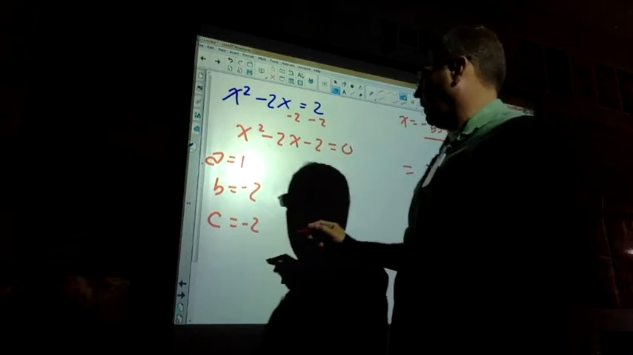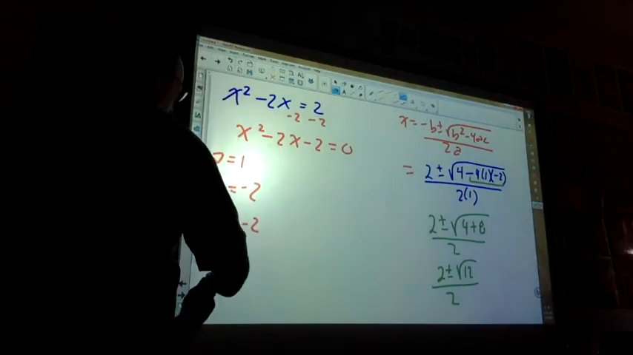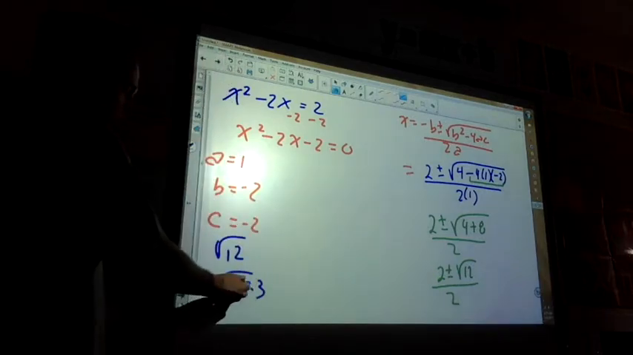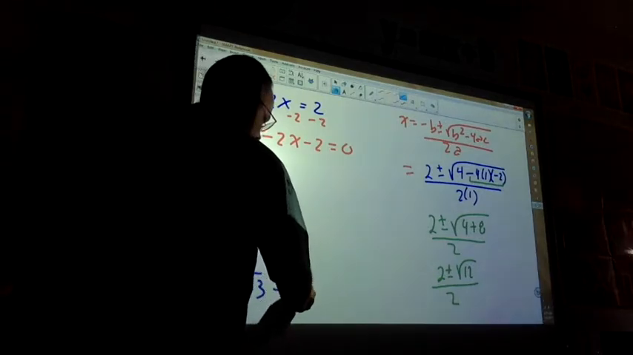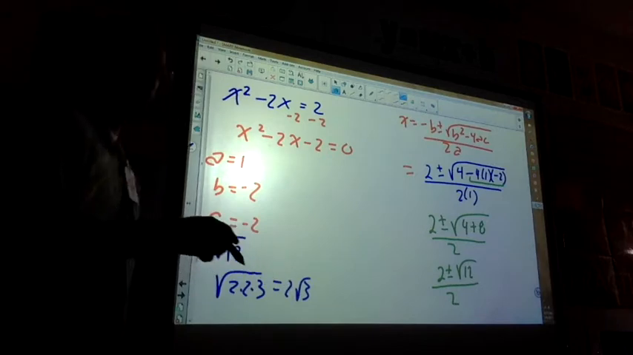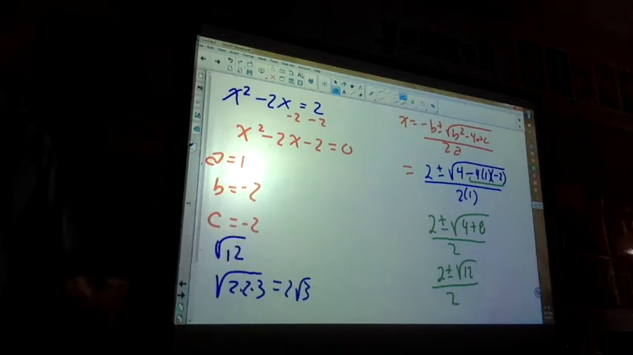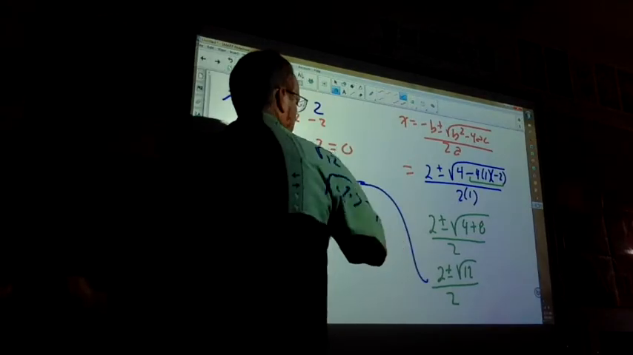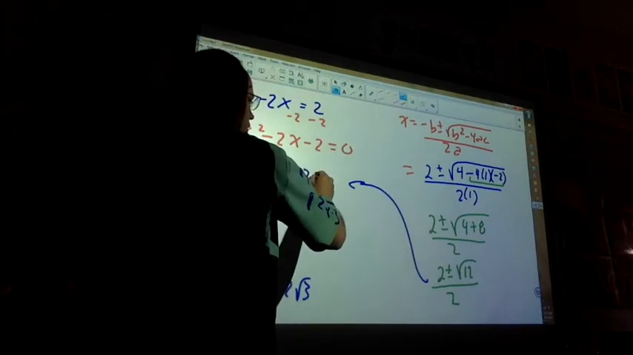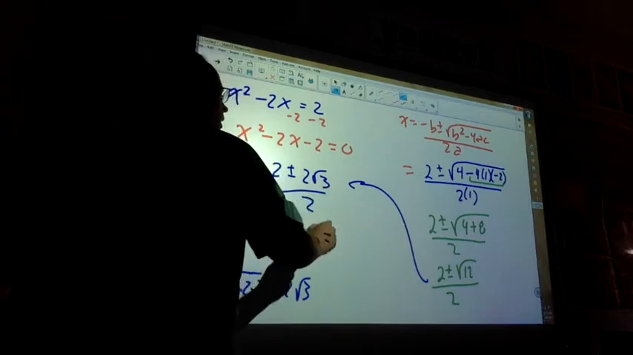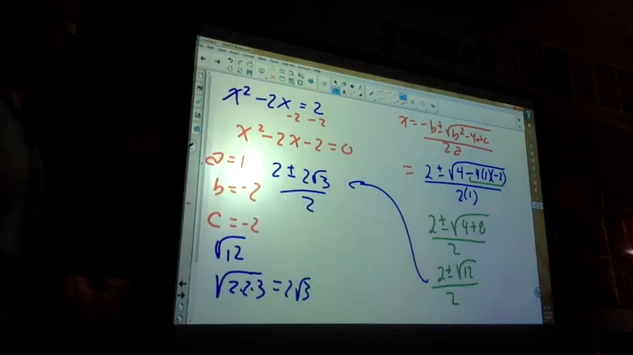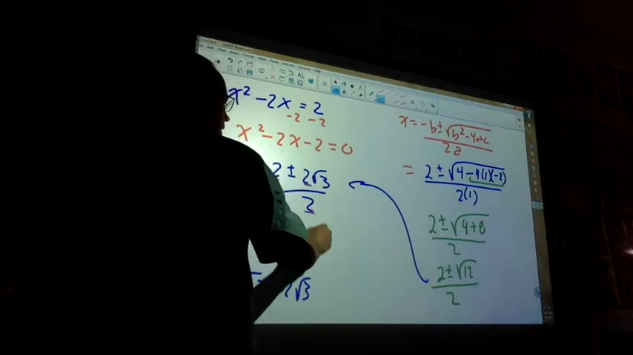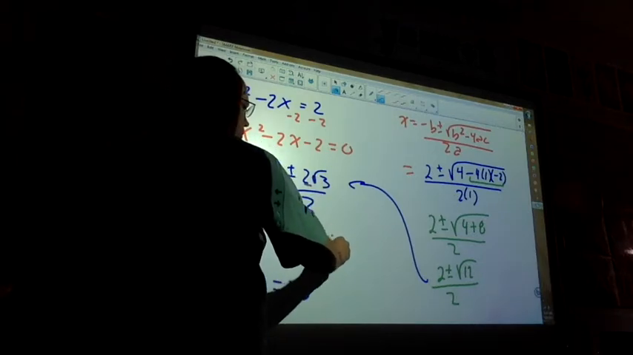Let's break root 12 down. Root 12 is 2 times 6. 6 is 2 times 3. So what? 2 root 3. Awesome. So I'm going to replace 12 with 2 root 3. So let's bring this over. 2 plus or minus 2 root 3 over 2. Does this reduce? Yeah. Reduce here, here, here. So I'm going to wind up with 1 plus or minus root 3.